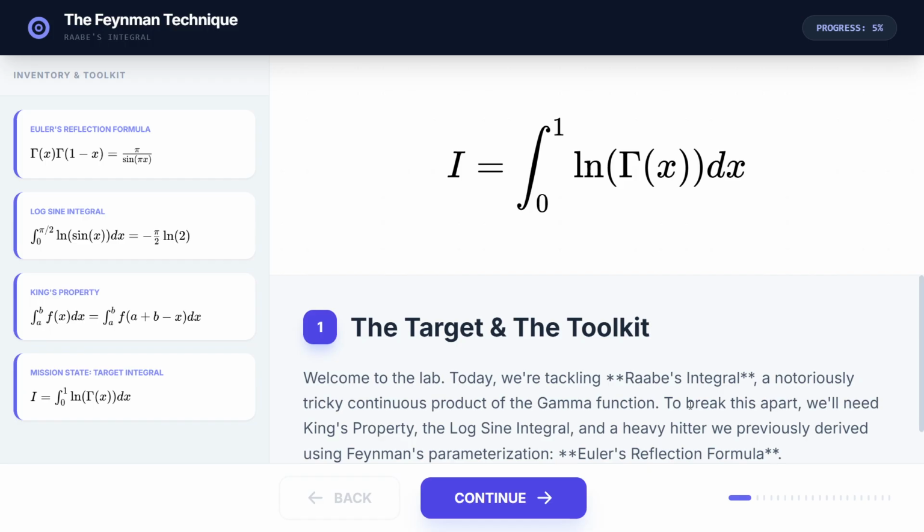Today we're going to be solving Raabe's integral, and it's spelled R-A-A-B-E, not R-O-B, although it is pronounced Raabe. This is a notoriously difficult integral, but using the techniques and formulas that we've already discussed recently on this channel, this is actually not that difficult to solve.